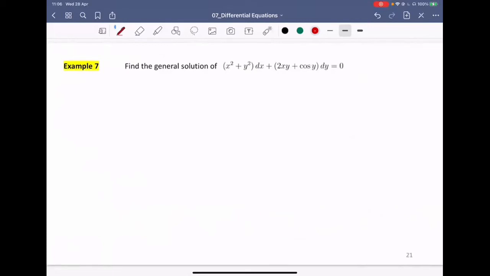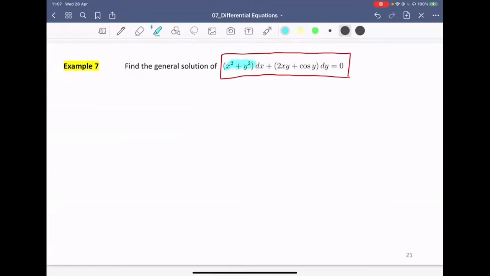So let's suppose that you have this differential equation: (x squared plus y squared) dx plus (2xy plus cosine y) dy. You want to solve this differential equation. What would you do? First of all, you can see that this is not a separable equation, because at least you have x squared plus y squared here.